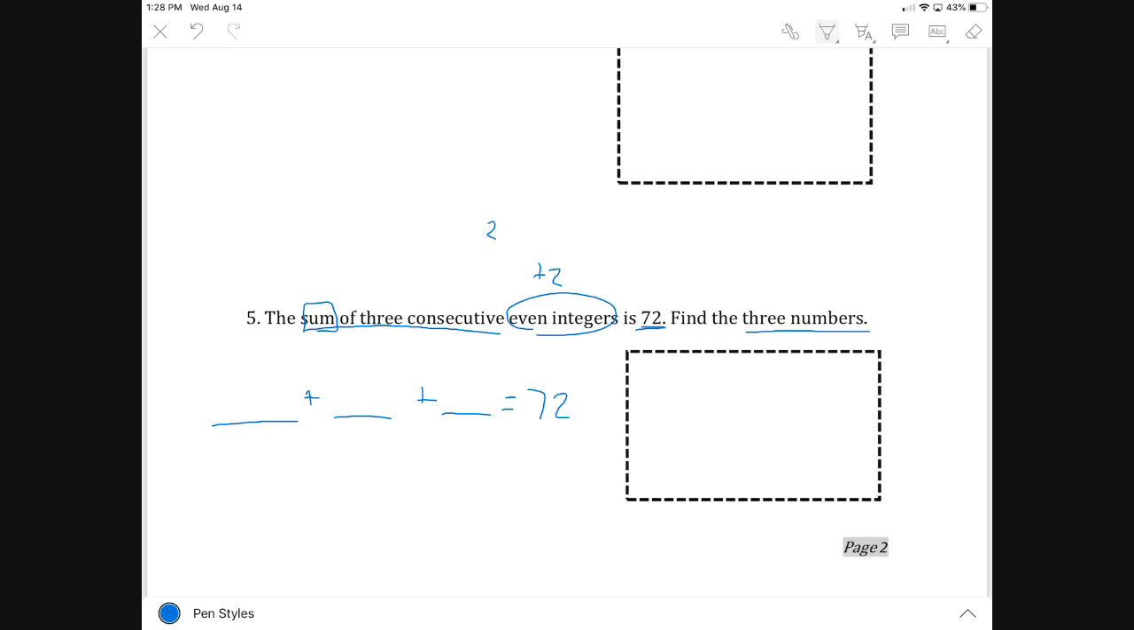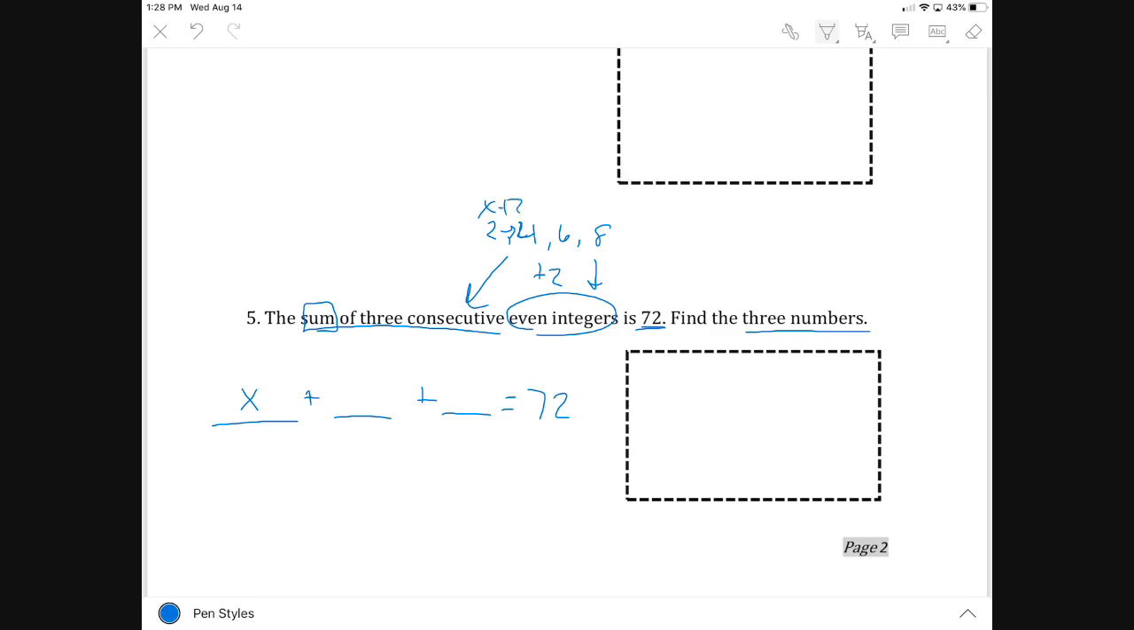To start this, we know that whatever our first term is going to be, 2 added to it, and then 4 added to it. Because if they're consecutive, that means they're in a row. So if we went by 2, 4, 6, 2 plus 2 equals 4, and 2 plus 4 equals 6. So our first integer is going to be an x. We're going to use a variable.